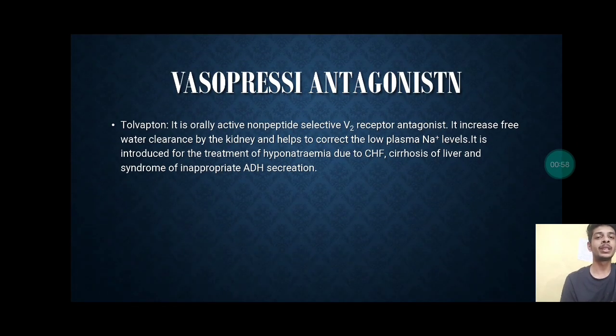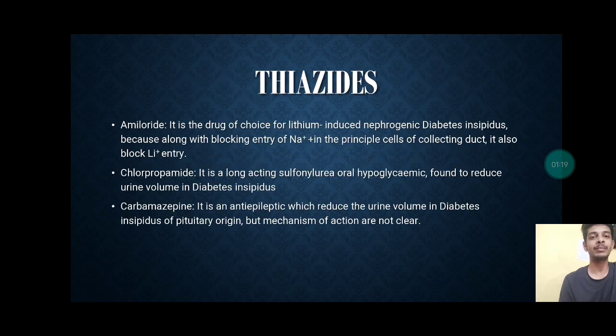Vasopressin antagonist. Tolvaptan. It is an orally active non-peptide selective V2 receptor antagonist. It increases free water clearance by the kidney and helps to correct low plasma sodium level. It is indicated for the treatment of hyponatremia due to CHF, cirrhosis of liver and syndrome of inappropriate ADH secretion.